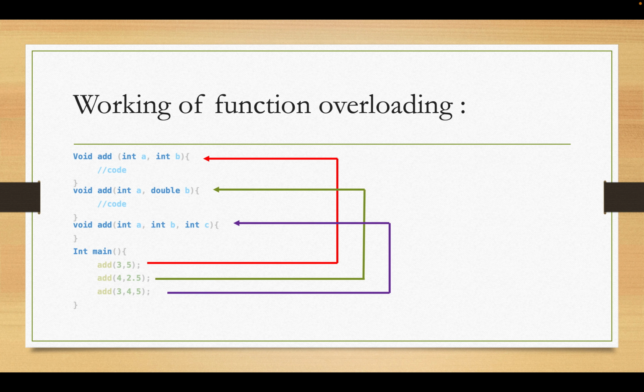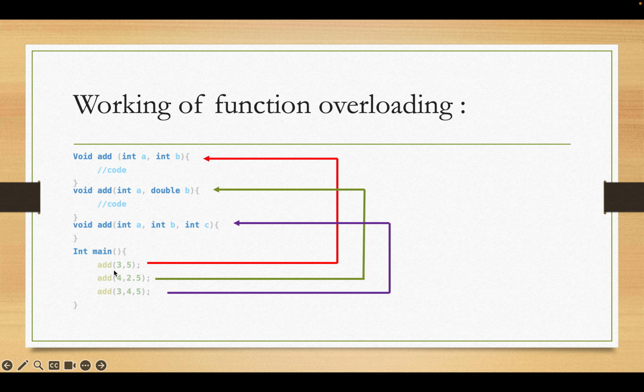Now let's see how this function overloading works. Here I have defined three void add functions. In one function we are passing integer a and integer b as arguments. In the second add function we are passing integer a and double b. In the third add function we are passing integer a, integer b and integer c.